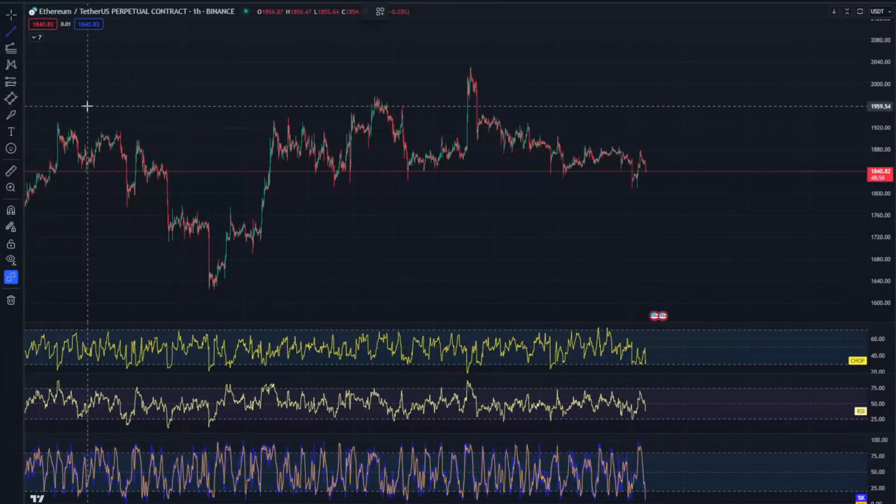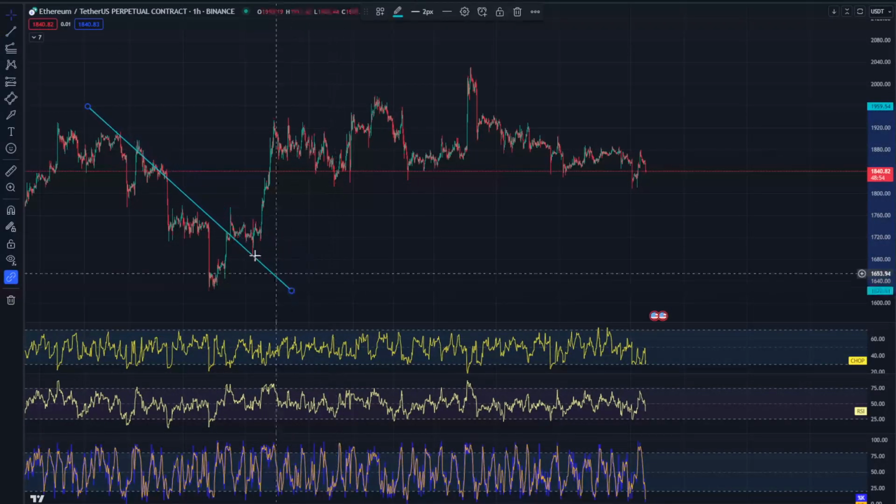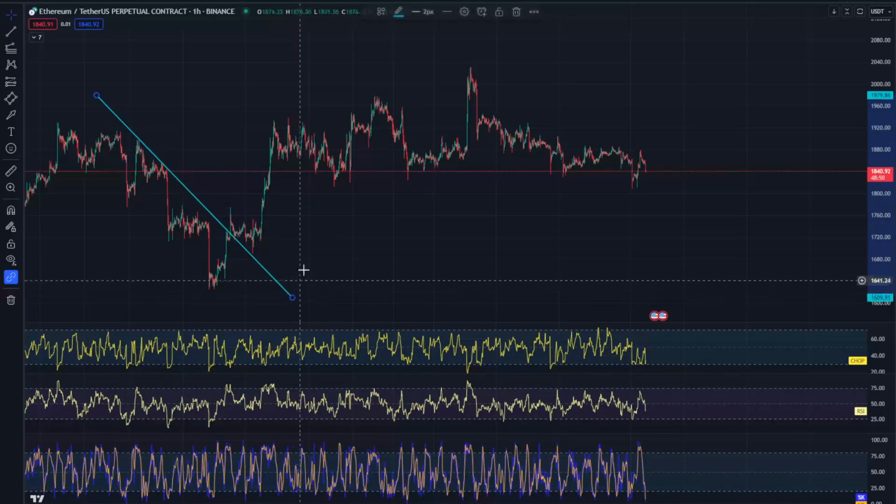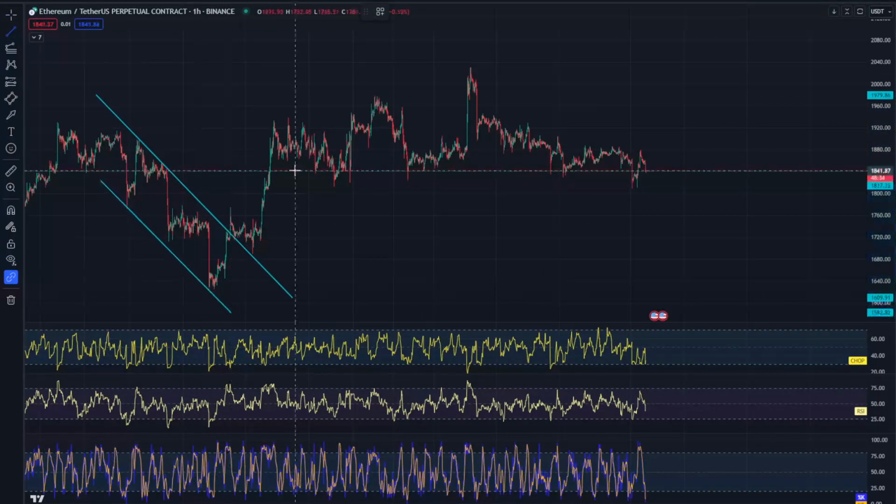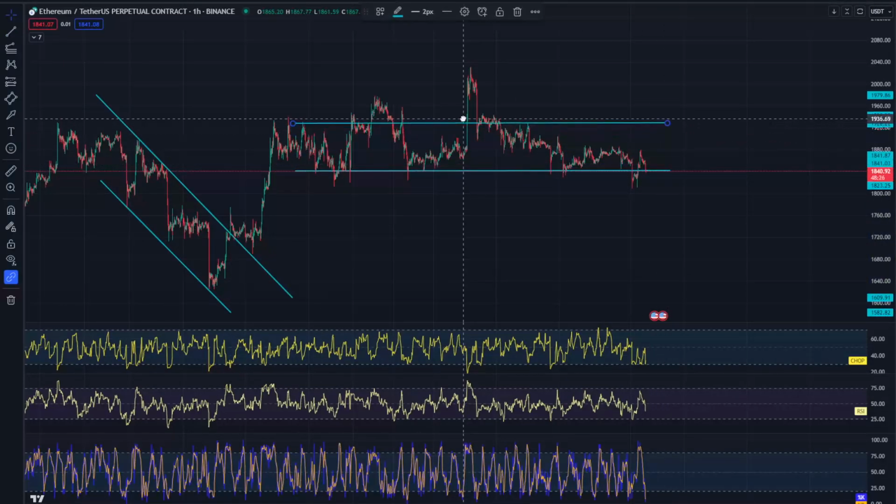As the second chart in today's review, we'll be looking at ETH versus USDT, also on a 1-hour timeframe. In the first place, we can mark the downtrend channel. However, we are currently moving in a sideways trend channel in which the price is still holding.